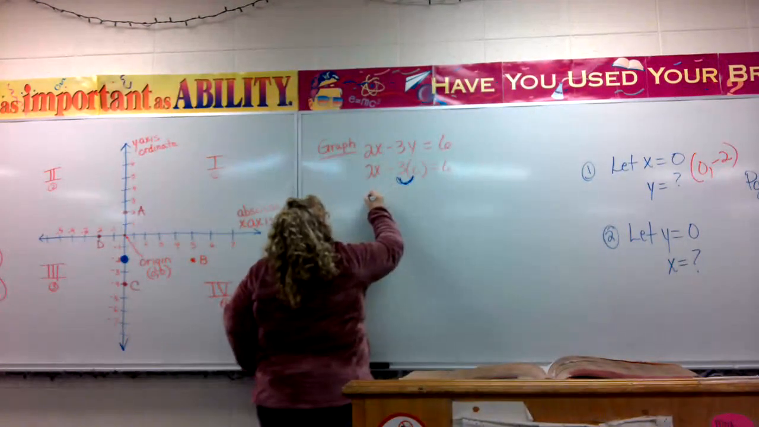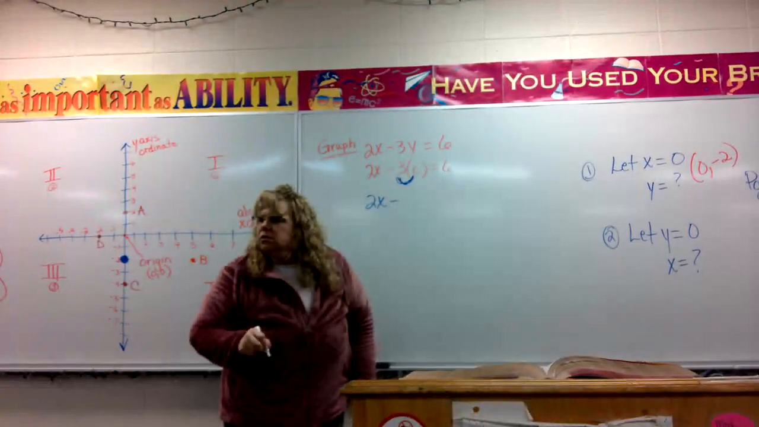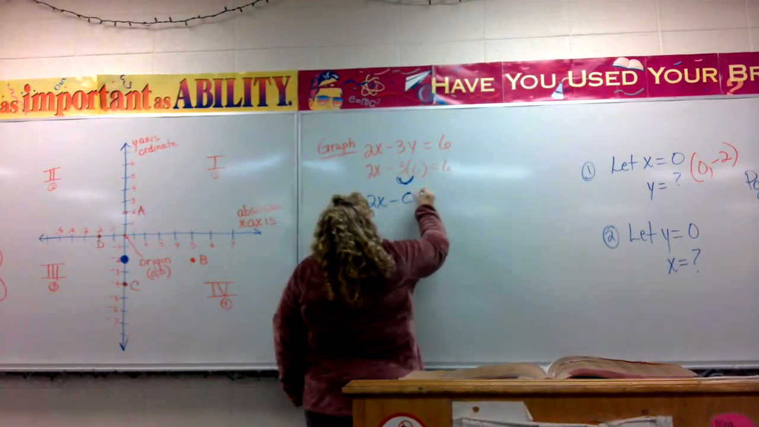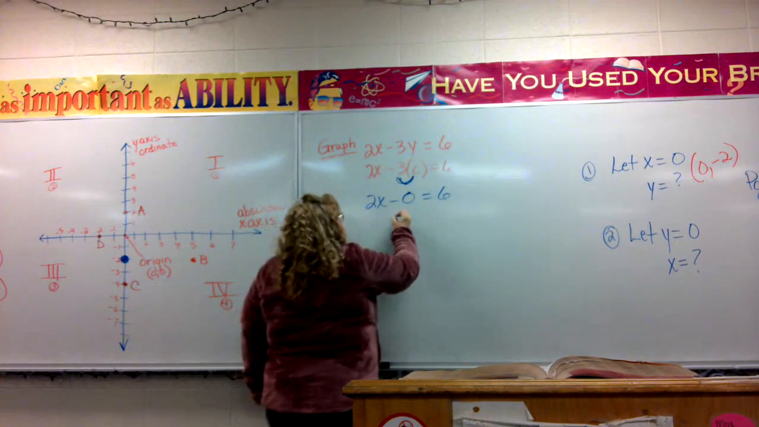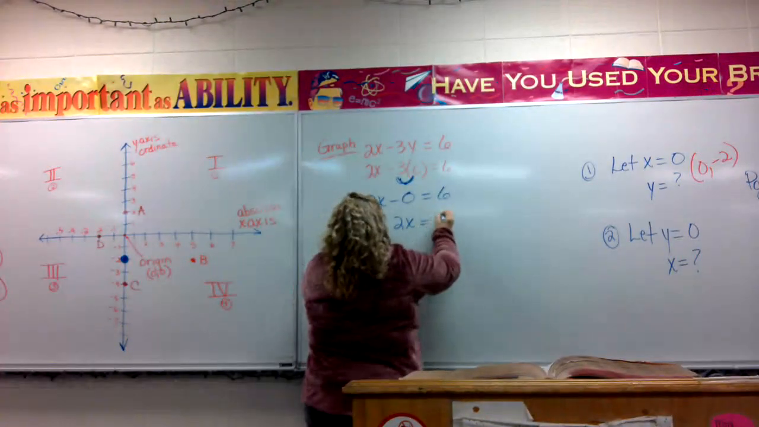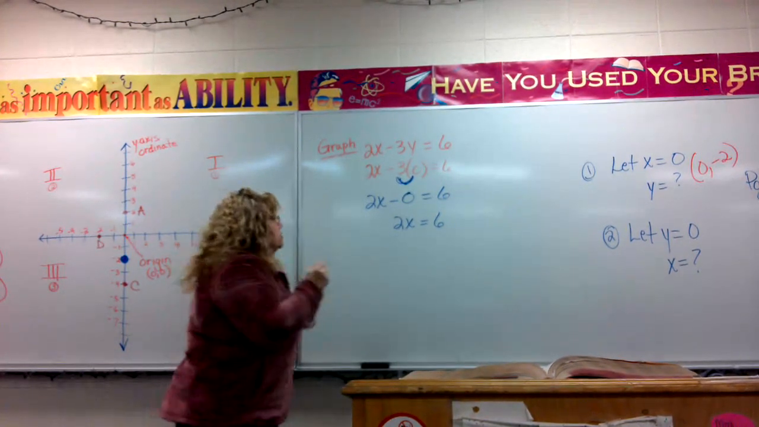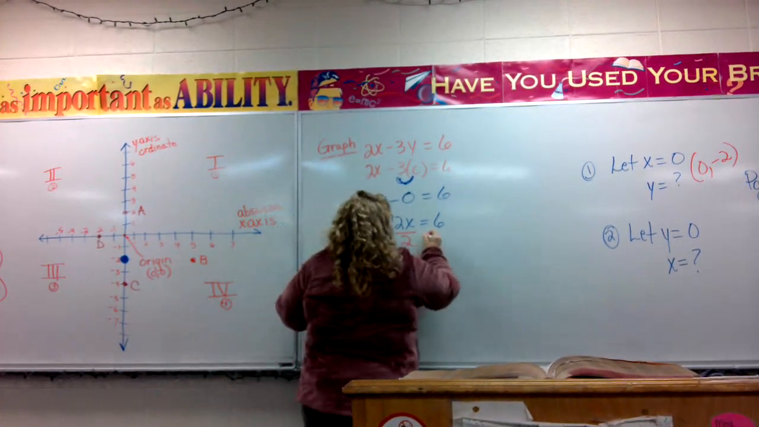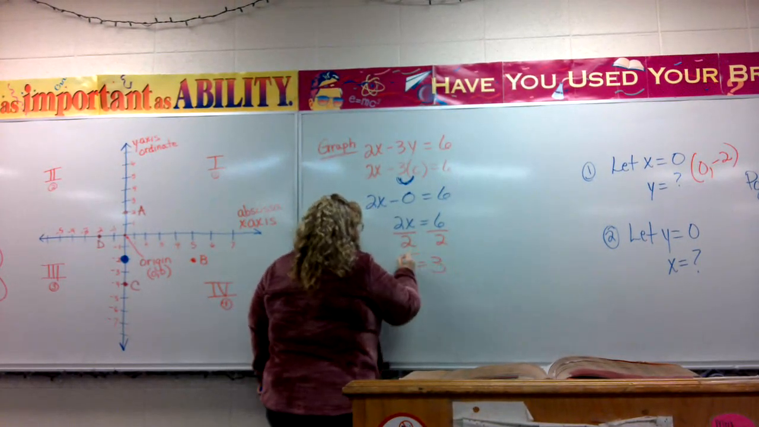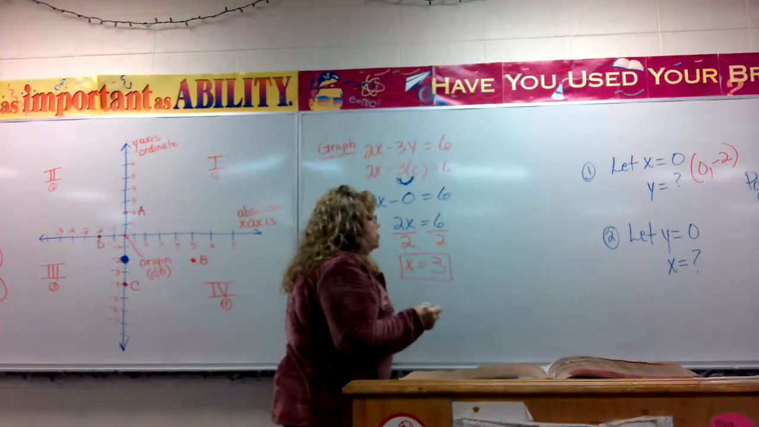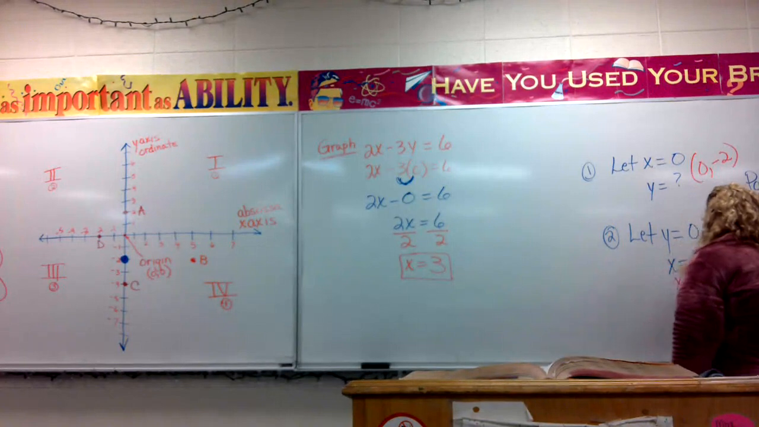What do you get here? What's negative 3 times 0? 0. Do I really need that minus 0? No. So I just have 2x equals 6. What do I have to do to finish her up? Divide by 2, divided by 2. And I get x equals 3. So over here, be careful, you get x equals 3.